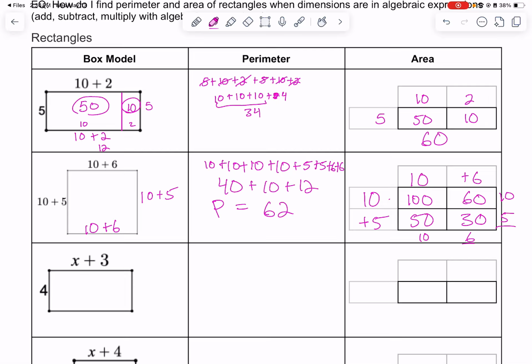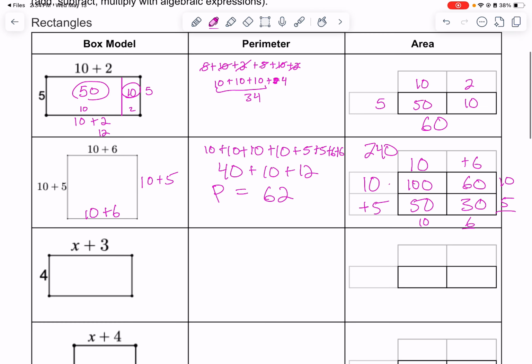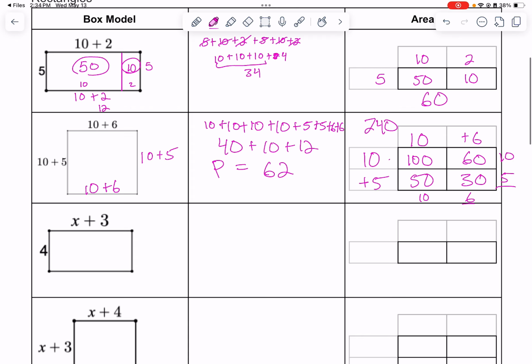I have a whole bunch of stuff to add together. I got 100 plus 50 plus 60 plus 30. Put all that together, we should get 240. You might be asking, it feels like we're overcomplicating it. Why can't we just say 16 times 15 and see what comes out of that?